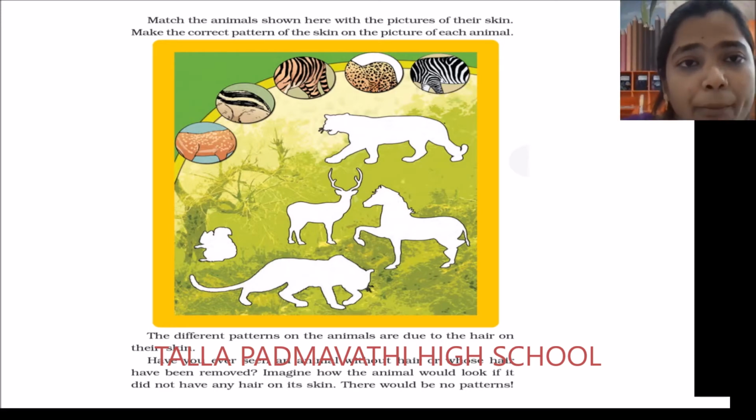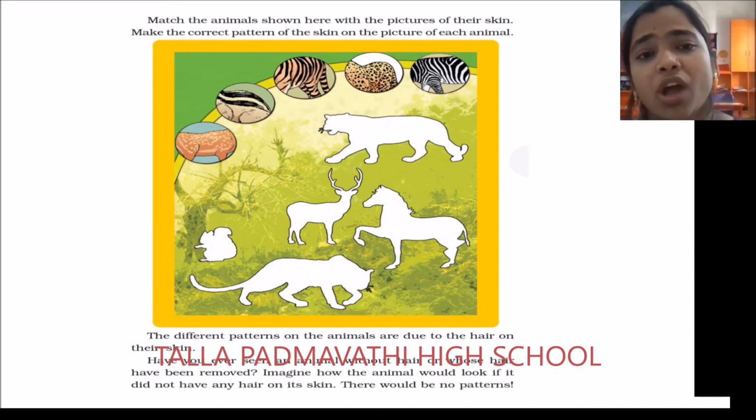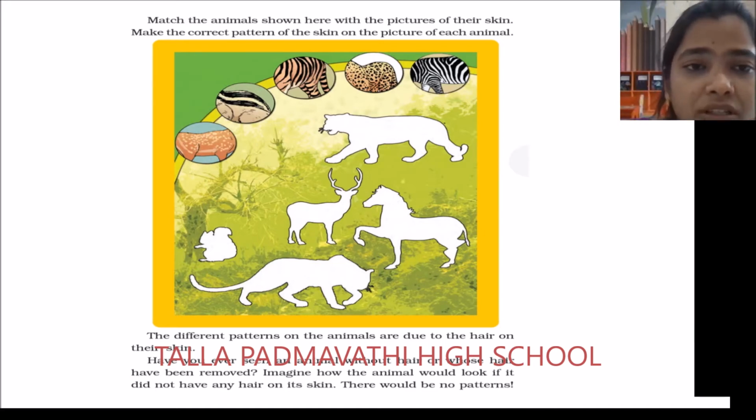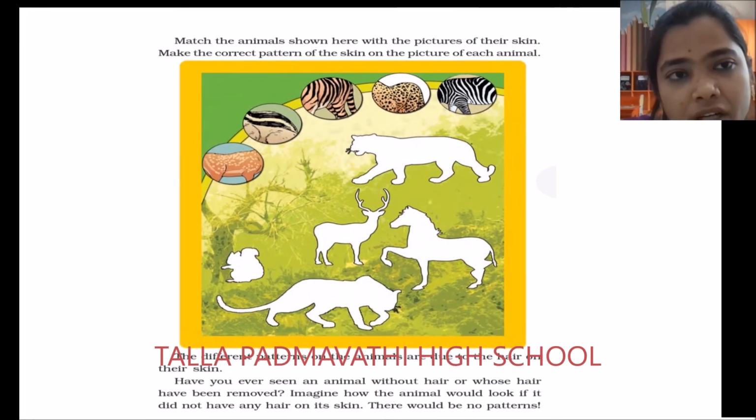Now see, match the animals shown here with the pictures of their skin. Make the correct pattern of the skin on the picture of each animal. So now see the first skin of the animal. Here you are having small dots which are brown in color. So which animal has small dots on its back? So obviously it is deer. So just match the first skin with a deer.